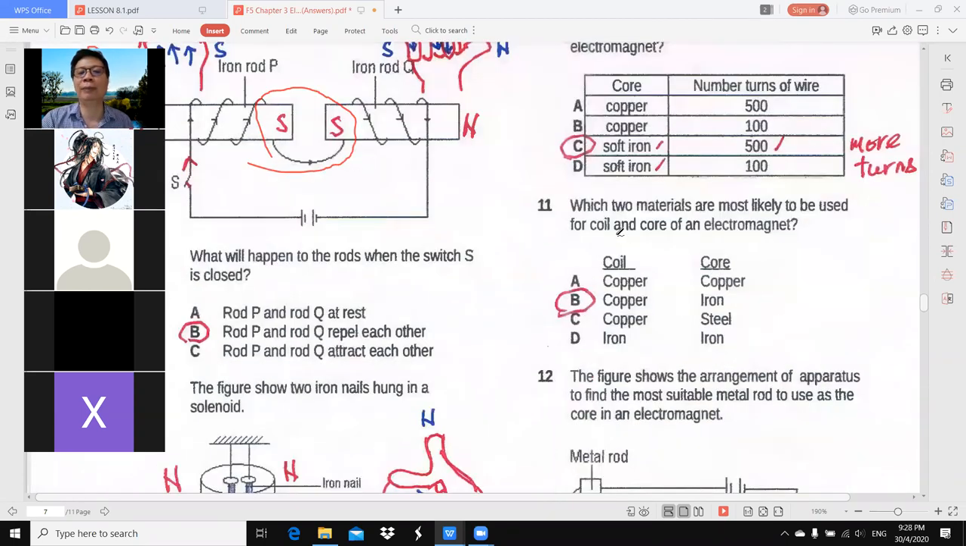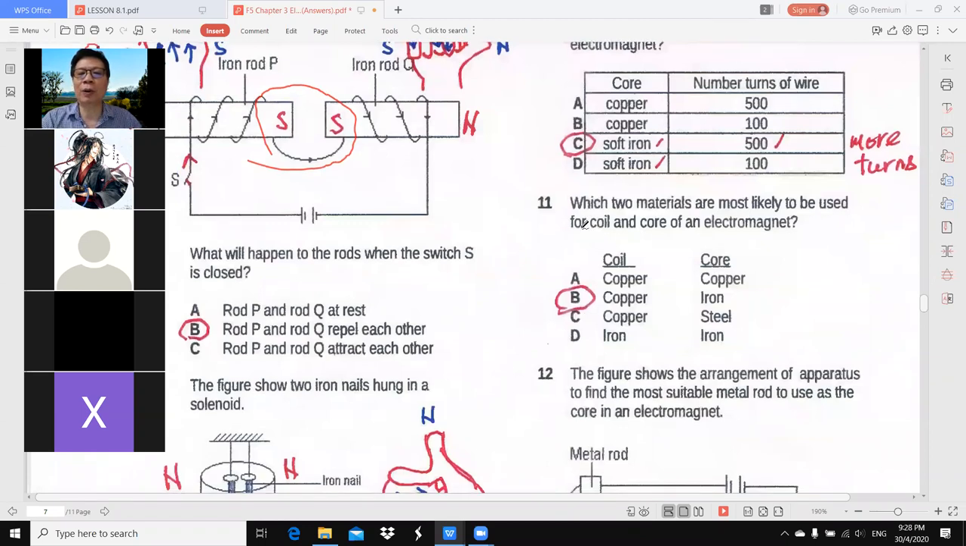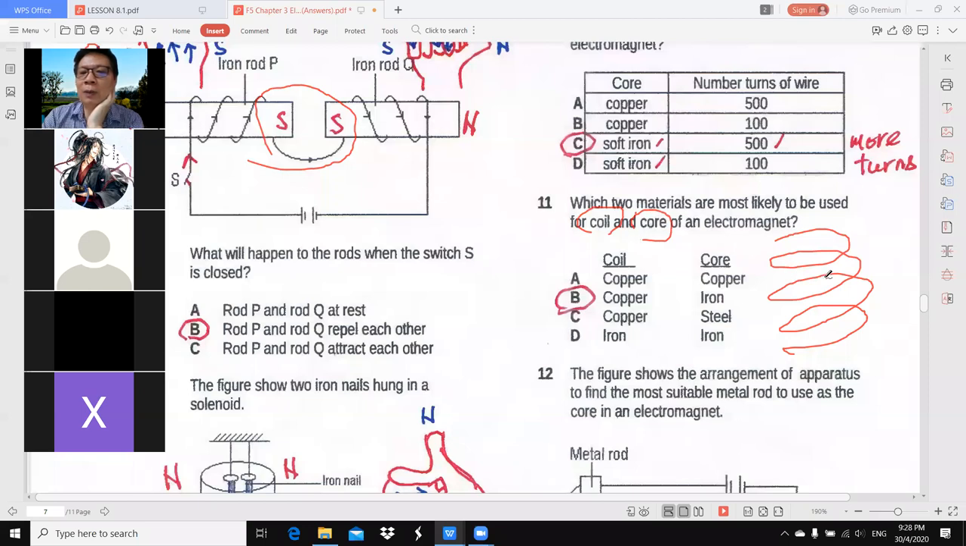Okay, 11. Which two materials are most likely to be used as the core and the coil? Okay, the coil is here now. This is a coil, the solenoid coil. The core is a piece of thing that you put inside. This is a piece of soft iron, you put it inside as a core. Make sure you know this piece of iron is the core. This wire winding here is the coil, okay?